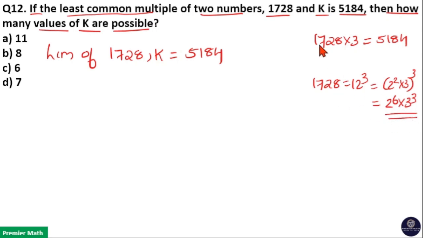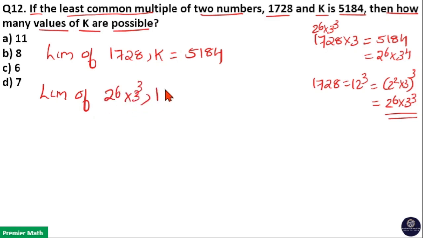If the prime factors of 1728 are 2 raised to 6 and 3 cube, then the prime factors of 5184 are 2 raised to 6 into 3 raised to 4, because 3 cube into 3 is 3 raised to 4. Now, the LCM of 2 raised to 6 into 3 cube and k is equal to 2 raised to 6 into 3 raised to 4. We already know LCM means the multiple of the highest power of prime factors. Here, in the LCM, the highest power of 3 is 4.